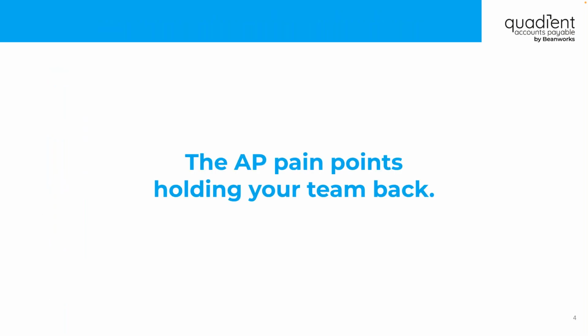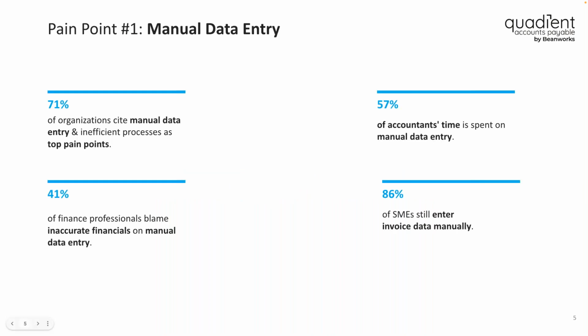So let's get right into it. We're here to talk about the accounts payable pain points holding your team back. The things that sometimes make AP a real P in the A. So what are they? Our first pain point is a big one, manual data entry. According to Lavelle Research, 71% of companies point to manual data entry and related process inefficiencies as their top pain point. What that tells us is that manual data entry sucks and most people know it.